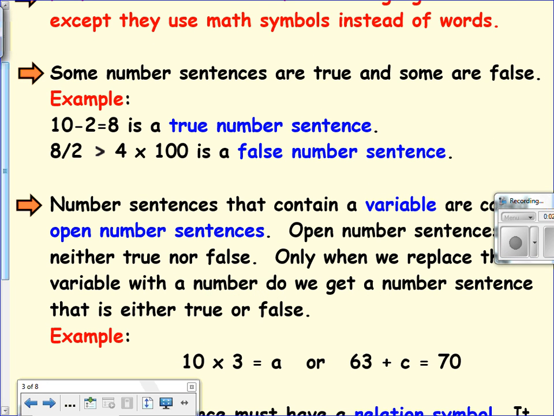Let's take a look at the first one. 10 minus 2 equals 8. Obviously, that's a true number sentence because 10 minus 2 is 8. This next one, this symbol right here means divide. So 8 divided by 2 is 4.